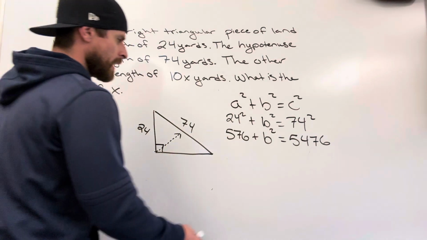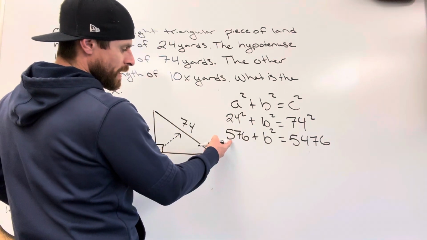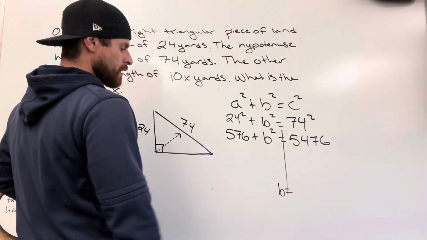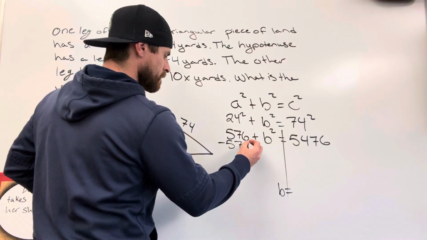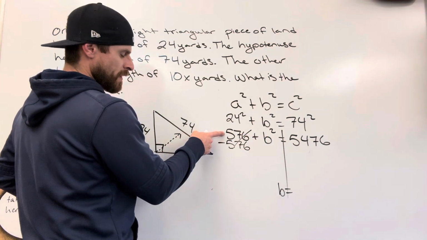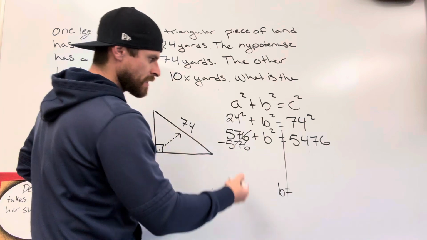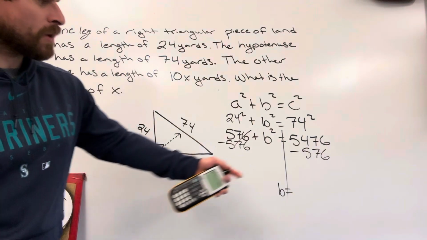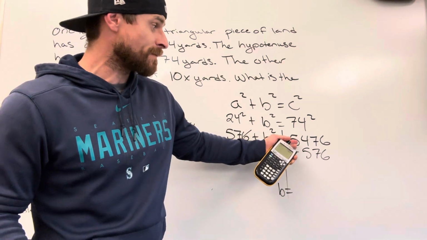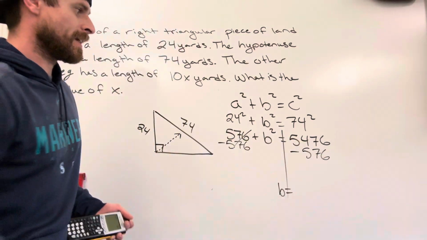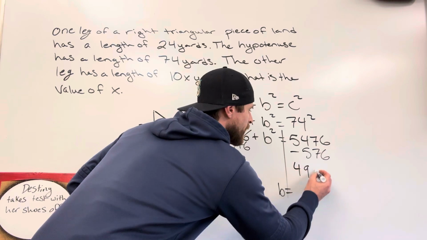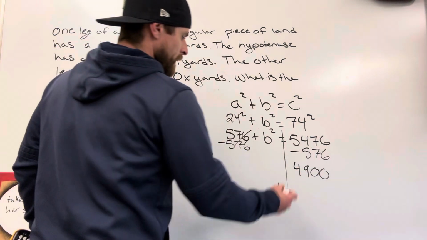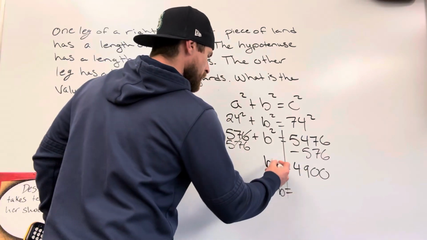Odd math. Okay, now what we got to do, we got to inverse operate this out of the way. So we're trying to get b all alone. We got to figure out what b is all by itself. So we're going to take away 576. Cancels out. That was a positive 576. We subtract 576 to say you're gone. Minus 576. Okay, so if we take away 576 from 5,476, that's going to drop me down to 4,900. Yep. Okay. And that's equal to b squared.